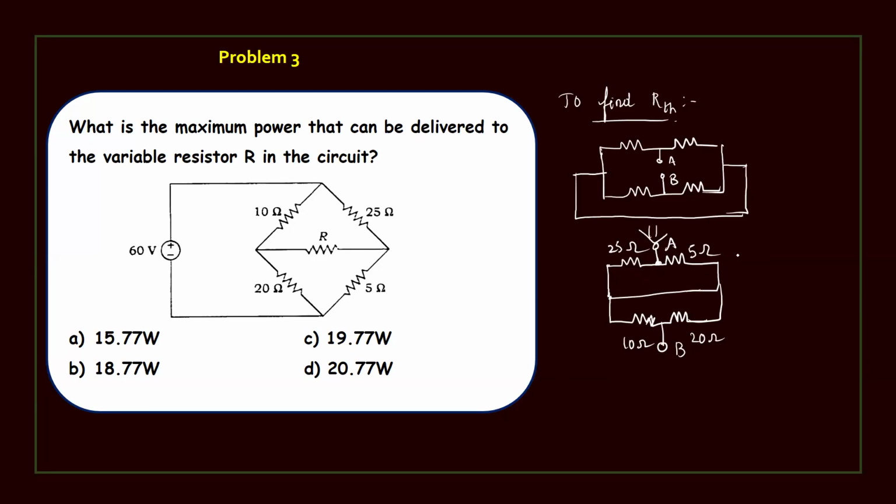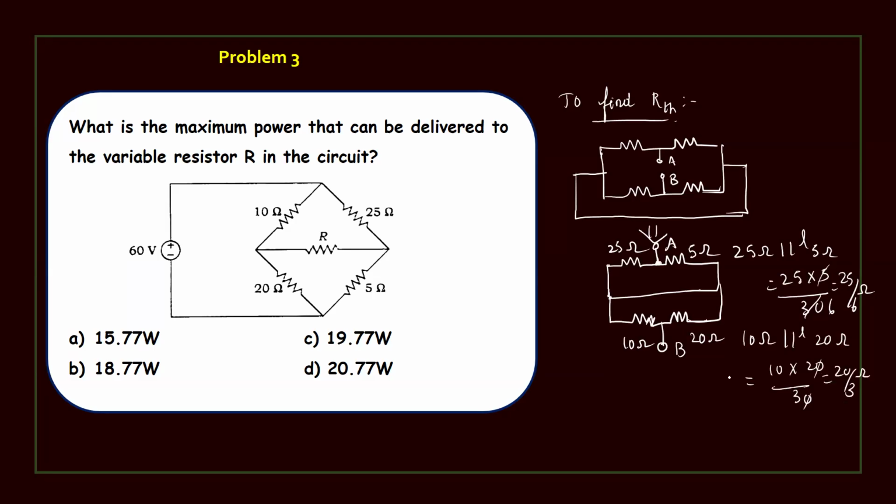So let me find the parallel equivalents first. 25 ohms parallel with 5 ohms equals 25 into 5 by 25 plus 5, that is 30, so 25 by 6 ohms. Then 10 ohms parallel with 20 ohms is 10 into 20 by 30, which is 20 by 3 ohms.